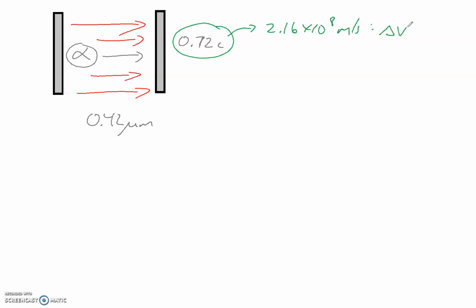Of course, we can cut that in half to get our average v. So our average v would just be half of that, 1.08 times 10 to the 8 meters per second, and that could come in handy.